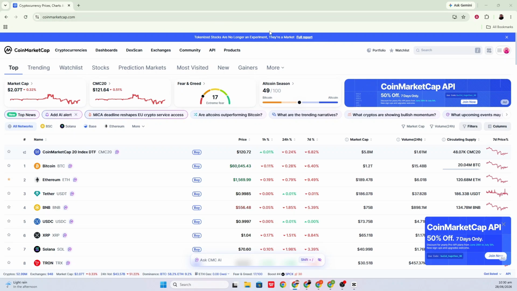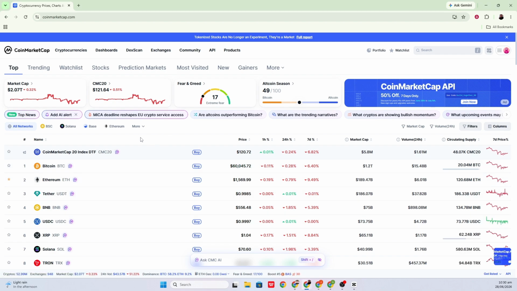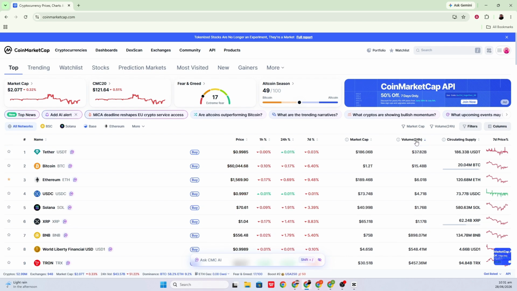In today's video, I will walk you through how to use CoinMarketCap to find trading opportunities. Start by checking the trading volume of cryptocurrencies on CoinMarketCap. On the homepage table, find the volume 24-hour column and click the column header to sort the coins from the highest volume to the lowest volume.